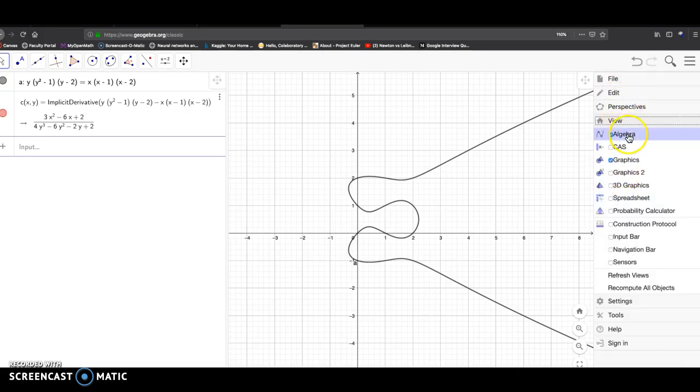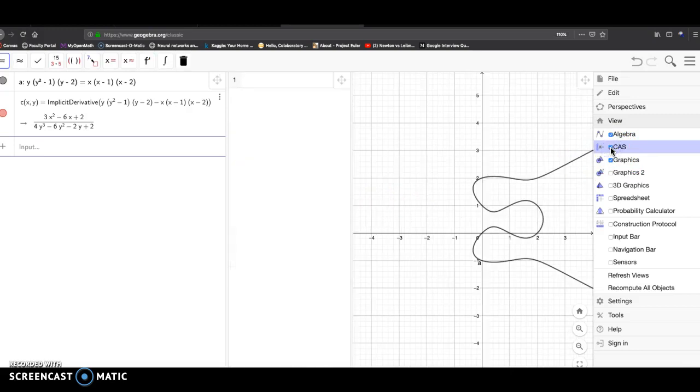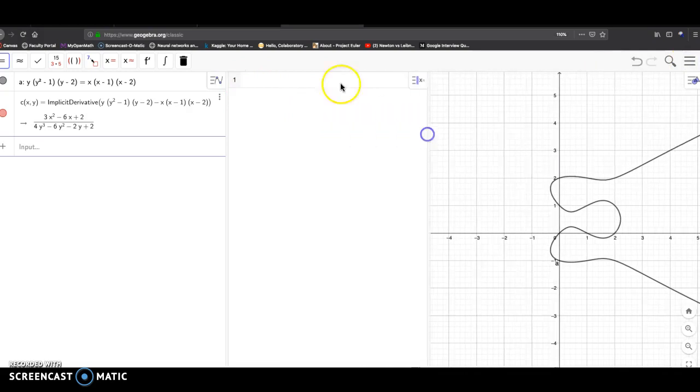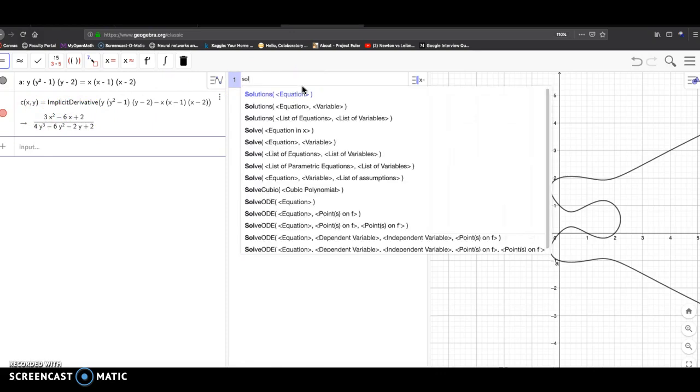There's only two windows right now, the algebra screen, that's the input bar, and the graphics screen. You want to click on CAS. And then you'll see another screen open up. And now in the CAS, what I want to do, and in the lab, I'm going to have you solve for when this derivative equals 0, which you should be able to solve by setting this numerator equal to 0. But we should get the same answer if we use the solve command.